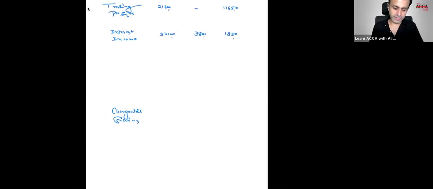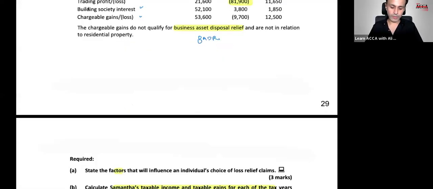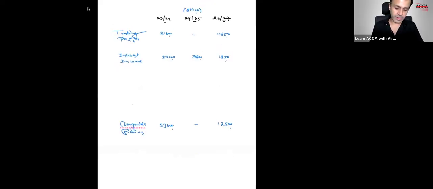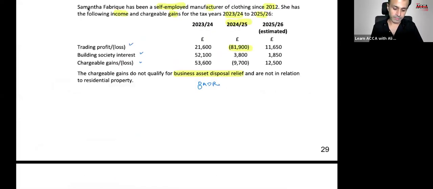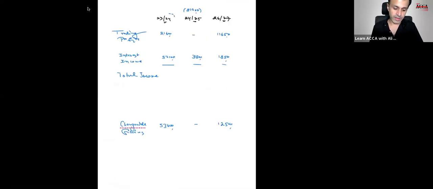Okay, the chargeable gains are 53600. We have 9700. Then we have 12500. Okay. Looks to me we have copied everything except the loss of the capital needs to be considered. We will consider it. Here I can find the figures of the total income. So the total income has even been found.